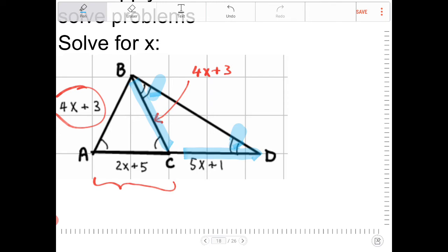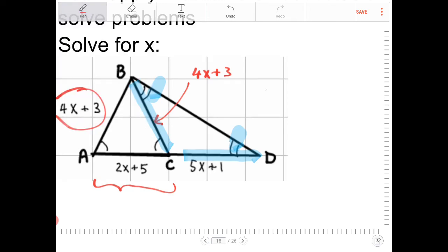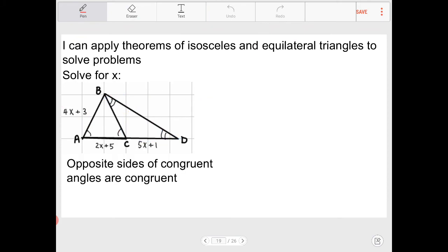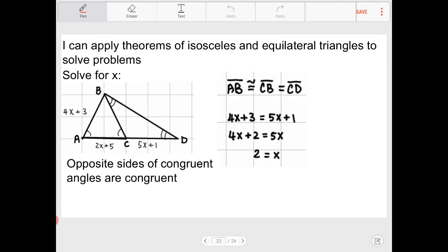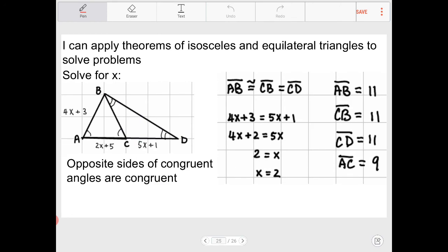So again, I'm dealing with another isosceles triangle, so therefore I can say 4x plus 3 will equal 5x plus 1. What will x equal? Subtract 4x and subtract 1. I will end up with 2 is equal to x. And then all the various sides we can solve for as well. The question didn't ask for it, but I went and solved for it anyway. That's it.